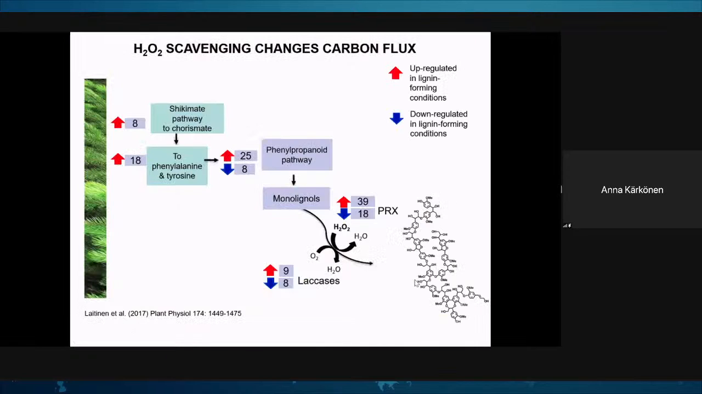So basically I show here the pathway from the shikimate down to monolignols. In lignin-forming conditions, certain genes encoding these enzymes were upregulated, whereas some of them were downregulated. And we had a look at the peroxidases and laccases, and some of them were upregulated and some downregulated.